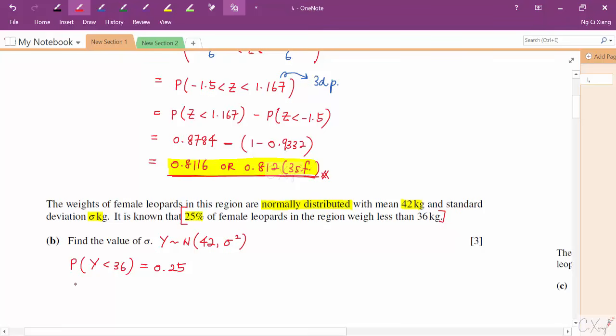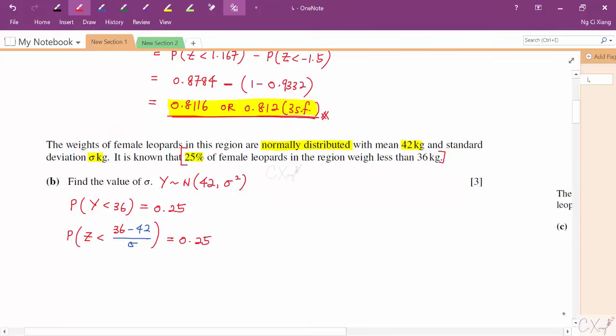Okay, and then the next step will be standardizing. You have to change the Y to become Z. So how to change it to become Z again? You have to minus the mean, which is 42, divided by the standard deviation. And too bad we don't know the value for the standard deviation, right? Okay, never mind. We just write the standard deviation, and it equals 0.25. If I further simplify it, I will have negative 6 over sigma equals 0.25.